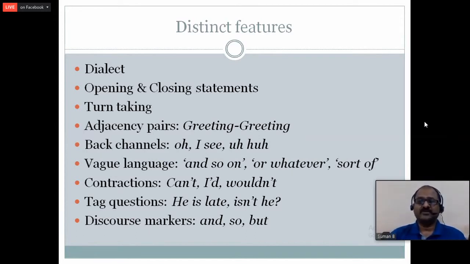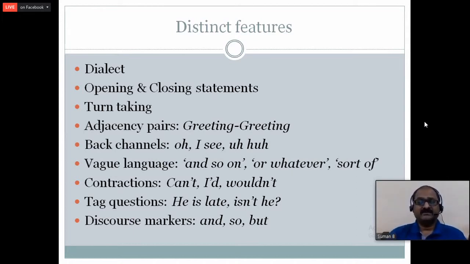Dialect, which we've already discussed, is the distinctive way of grammar and pronunciation or speech, which can change for one language from place to place. And opening and closing: spoken English normally has separate structures for opening and closing statements. Opening statements like "Hi, hello, how are you," right? There are fixed structures which we commonly follow for opening as well as closing.